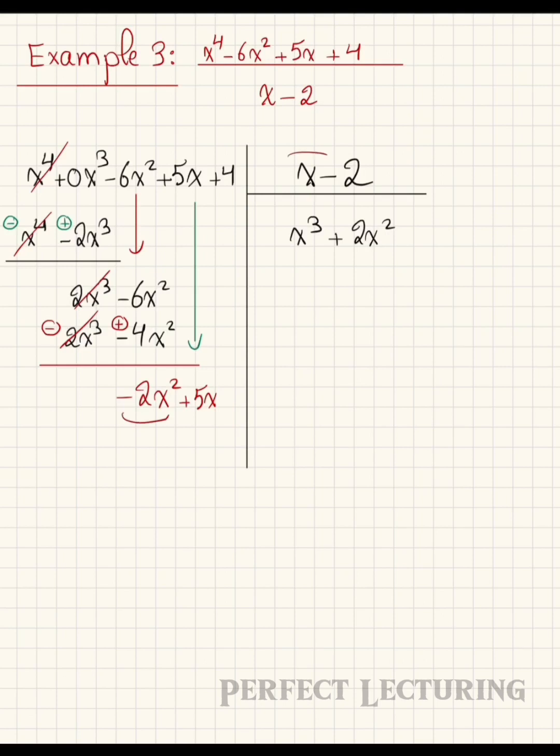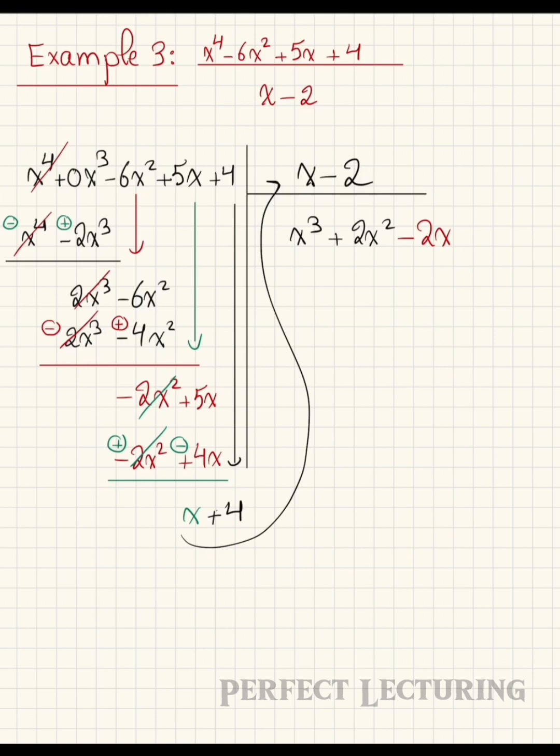Then negative 2x squared divided by x. That's a negative 2x. Negative 2x, multiply it. This becomes multiplied by x minus 2. This becomes negative 2x squared plus 4x. I change the signs. This is a plus. That is a minus. Cancel out. That is 1x. And finally, we move the 4 down.